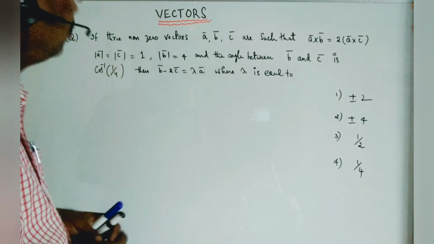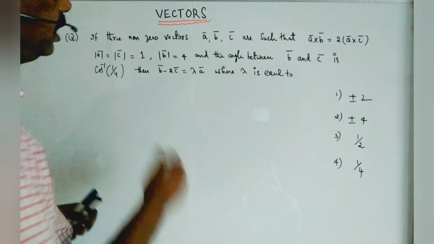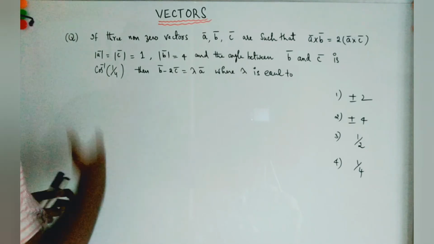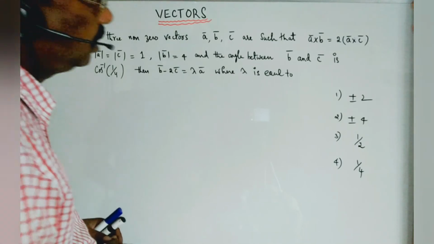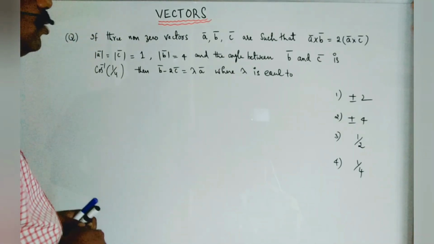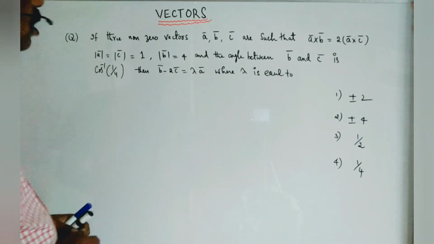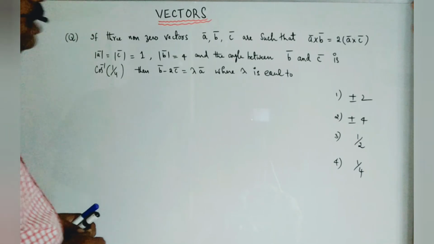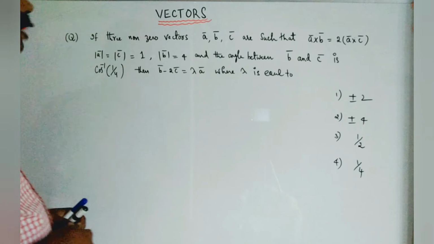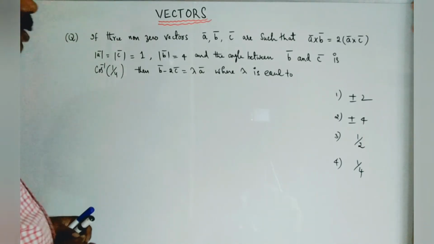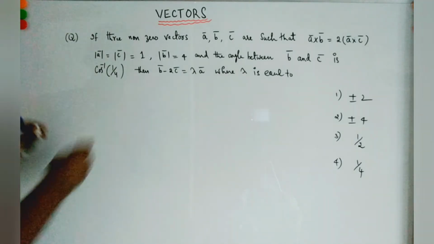Topic is vectors. Now we discuss this question from the Career Point quota material. If three non-zero vectors a bar, b bar, c bar are such that a bar cross b bar equal to 2 into a bar cross c bar, mod a bar equal to mod c bar equal to 1, mod b bar equal to 4, and the angle between b bar and c bar is cos inverse 1 by 4, then b bar minus 2c bar equal to lambda a bar, where lambda equal to?